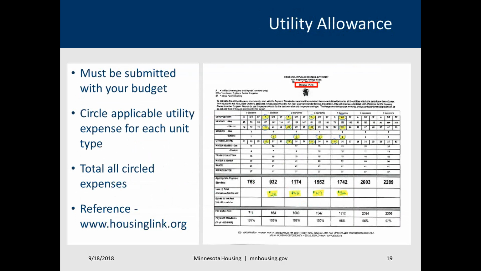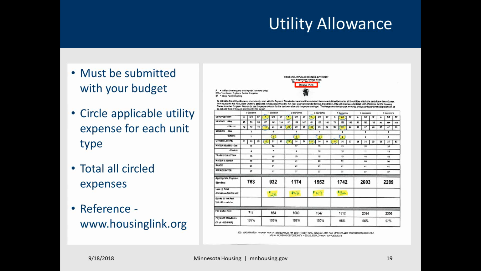A utility allowance schedule can come from a variety of sources. For a development with rental assistance, such as Section 8, the contract administrator will provide it to you. For a development without rental assistance, such as the tax credit program, you will most often use the utility allowance schedule from your local PHA or HRA. I have had success finding these schedules on the Housing Link website, which is www.housinglink.org. Because the utility allowance can change each year, it is important to remember where you found it.